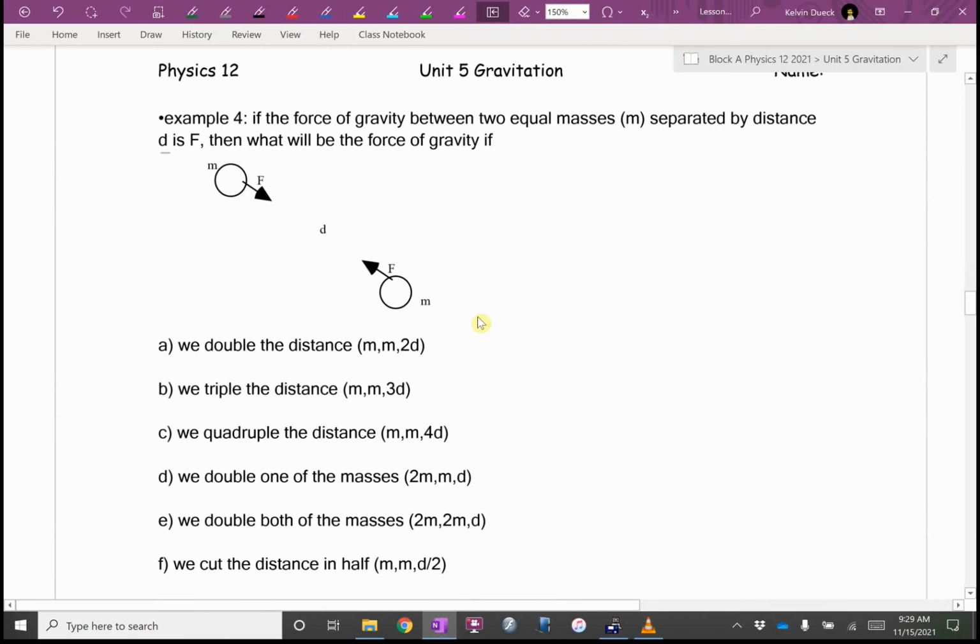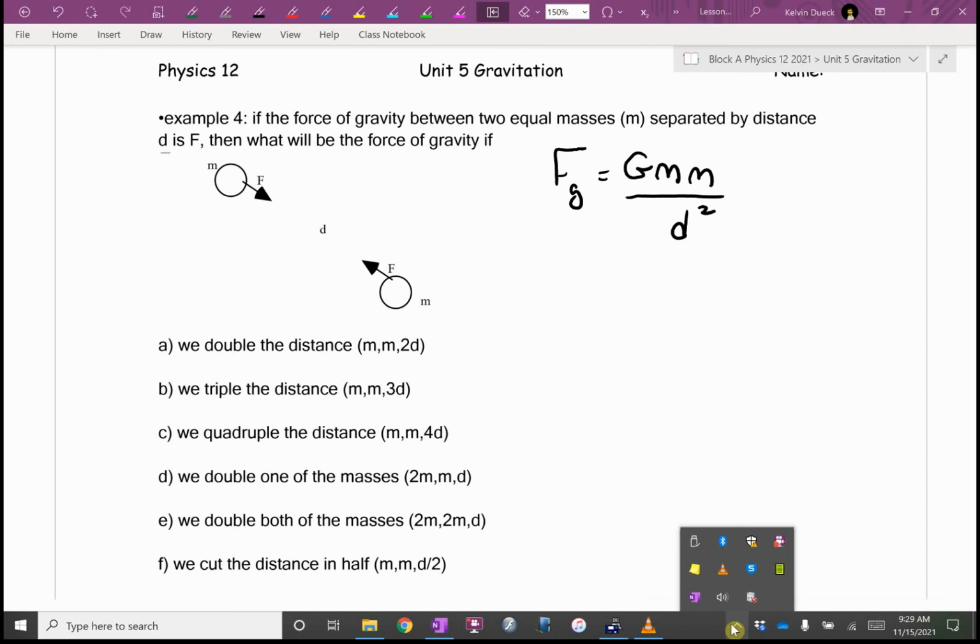All right. Example four. Suppose the force of gravity between two equal masses, let's call them little m, separated by a distance d is F. So we would have this. The force of gravity is big G, little m over, I guess they want me to use d instead of r, and don't forget the squared. This is what we're starting with.